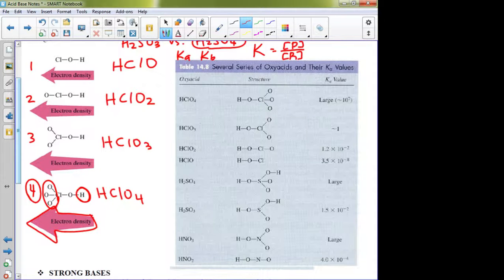Guess what? It's the same chemical formula. It is still concentration of products over concentration of reactants. Nothing has changed. But now we just put an A to show it's the equilibrium constant of an acid, or we put B to show that it's the equilibrium constant of a base.